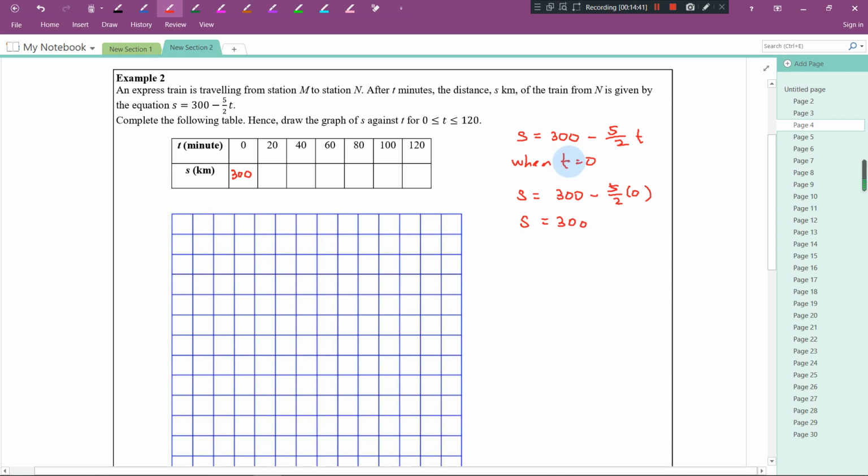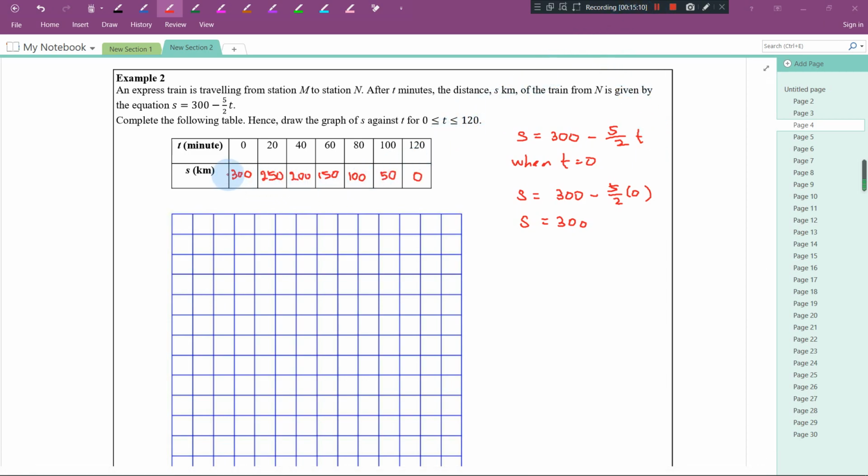So how about when t is equal to 20? We do exactly the same thing. You can actually use your calculator to help you get all the values here. How we get it is actually the same thing. You just plug in the 20 over here, then use a calculator to help you get the value. When t is equal to 40, plug in the 40 over here and use a calculator to help you get the value.